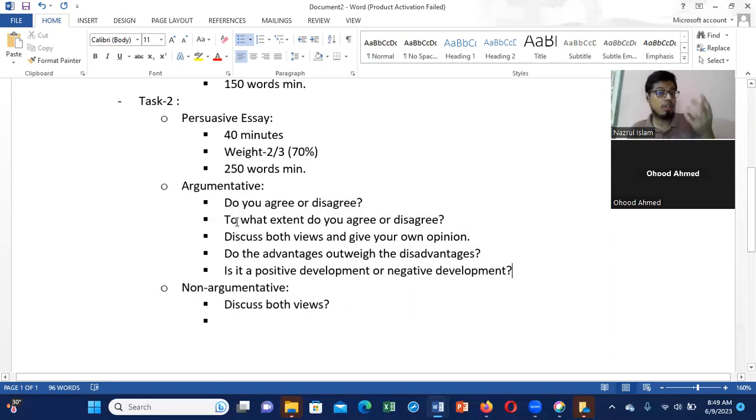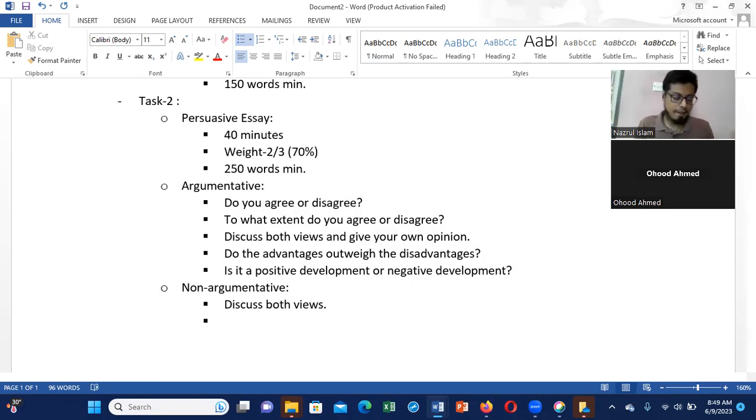First of all, you need to get the concept I have already mentioned. So you can see argument everywhere: do you agree or disagree? It's about me. Yes, I agree or I disagree. Then, to what extent do you agree or disagree? Again, discuss both views and give your own opinion. It means my opinion. Do the advantages outweigh the disadvantages? It's about you. You will say, okay, let's go ahead, discuss both views.